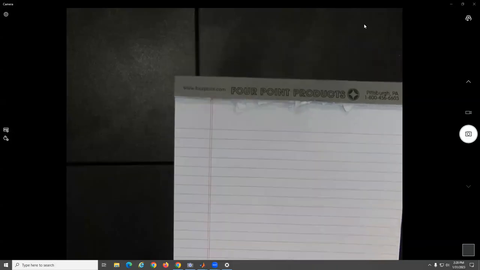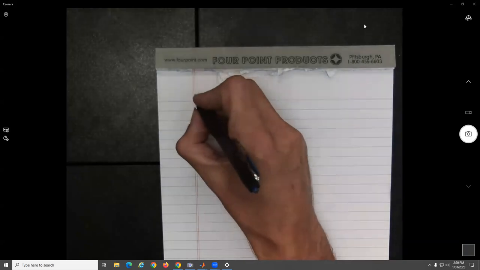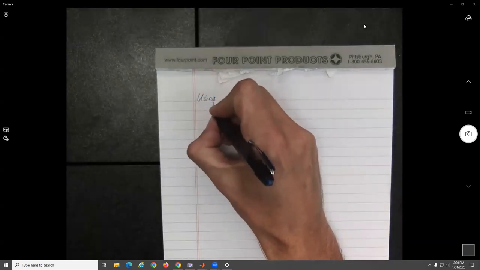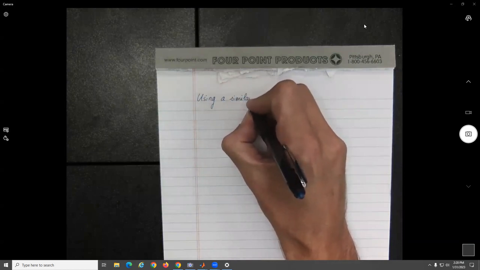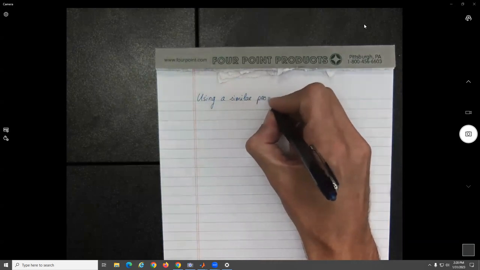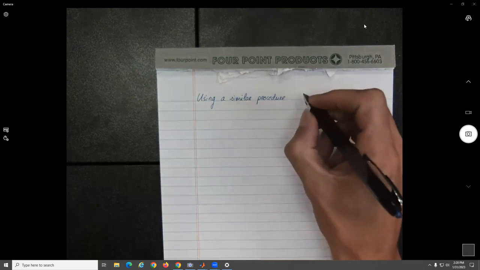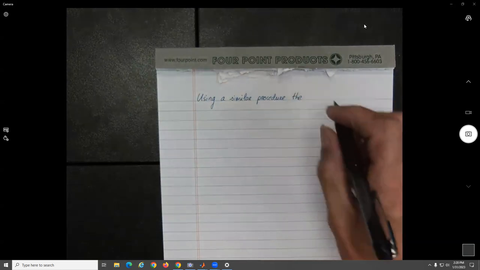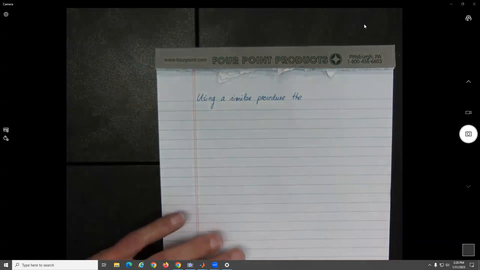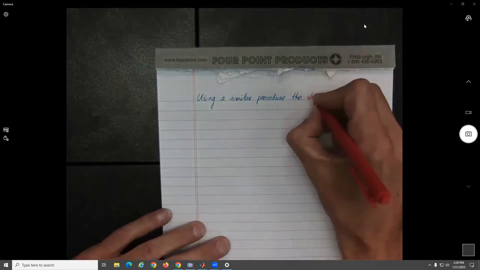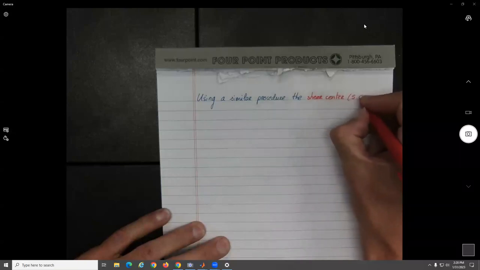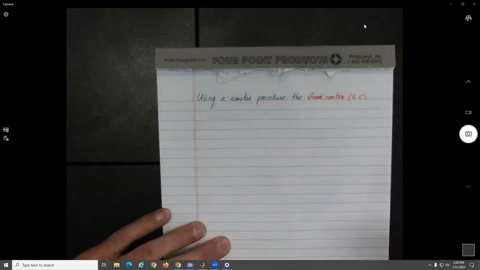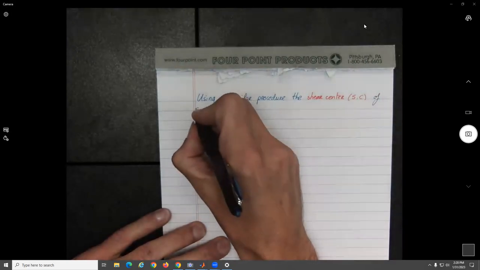Okay, so something related to what we have done, using the same procedure. Oh, this one is blue, okay. Shear center. A closed section.